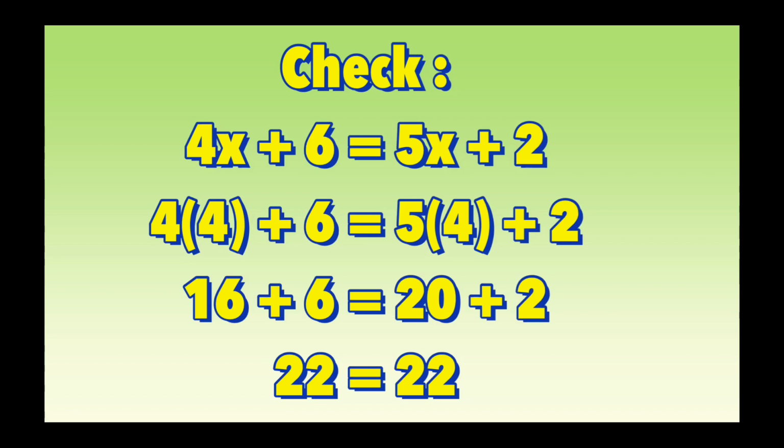We're going to substitute 4 for x: 4 times 4 plus 6 equals 5 times 4 plus 2. Then 4 times 4 equals 16, plus 6; 5 times 4 equals 20, plus 2. Then 16 plus 6 equals 22, and 20 plus 2 equals 22. So since both sides are 22 and 22, the equation is true. So our answer now is correct.